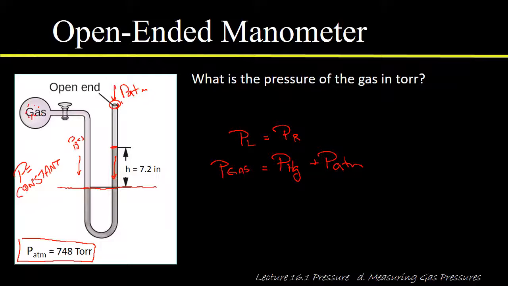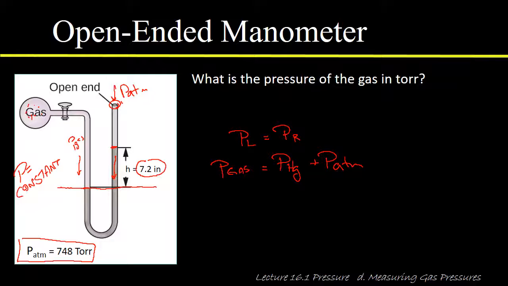All right, so the pressure of the gas is just going to be the pressure of that mercury column plus the atmospheric pressure. Okay. The difference we've got here is the height of the mercury column was given to us in inches, and you'll see this kind of thing a lot. This can be in inches or centimeters or millimeters, whatever. So you need to be prepared to do that conversion.